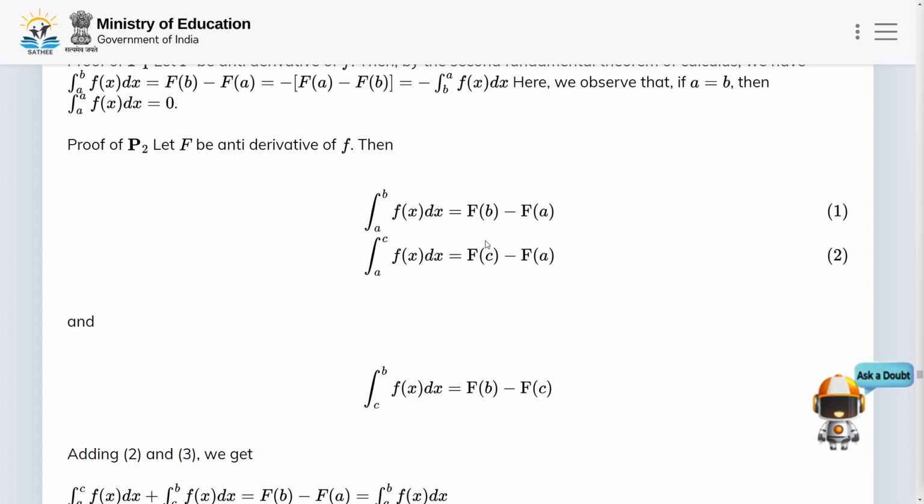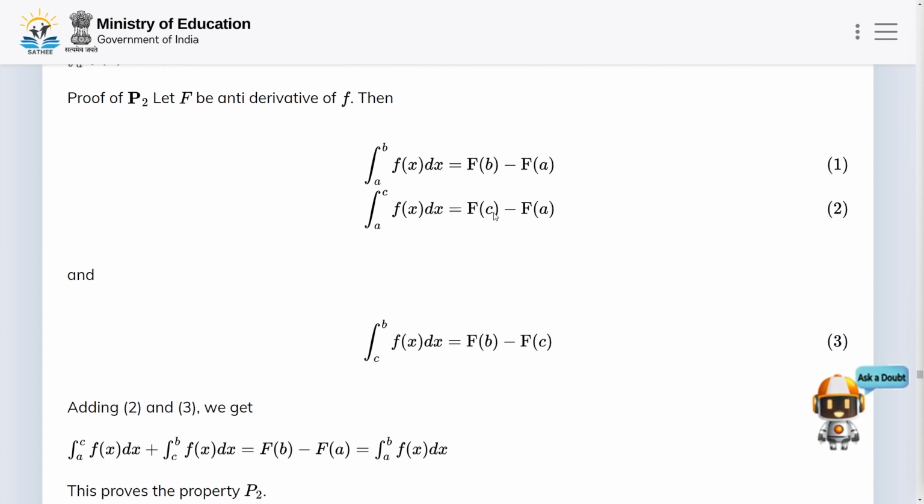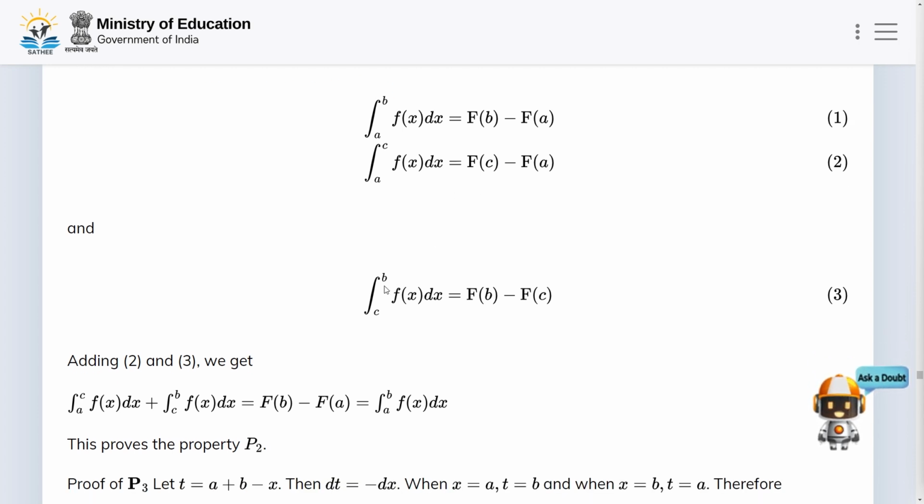Okay, now what? Now just subtract first. Clear? As you can see, you will get the definite integral from c to b of f(x). We just got this by using the theorem. Another thing, the definite integral from c to b of f(x) dx can be rewritten as capital F of b minus capital F of c.